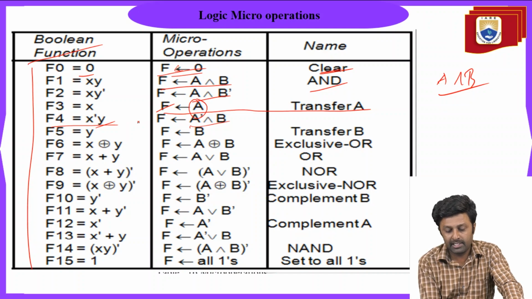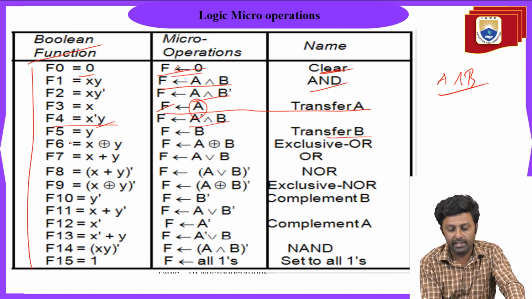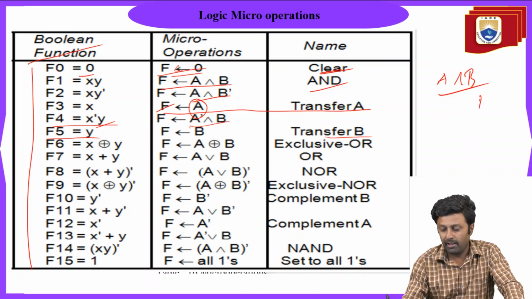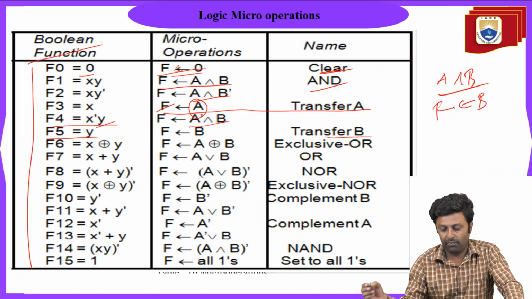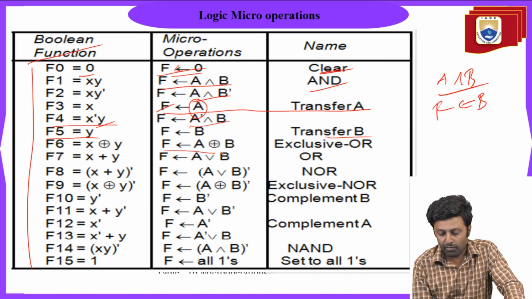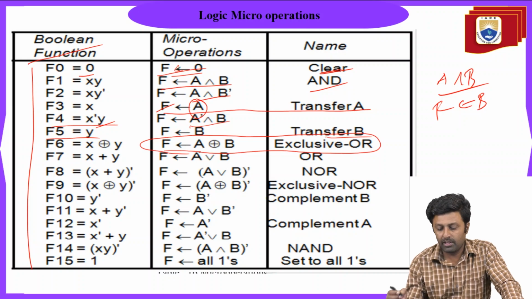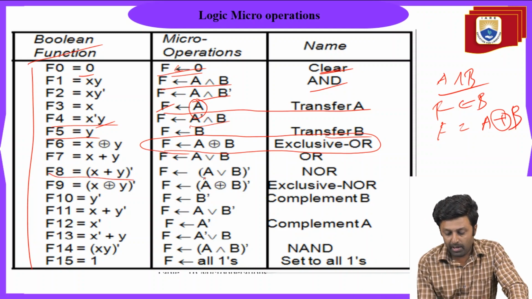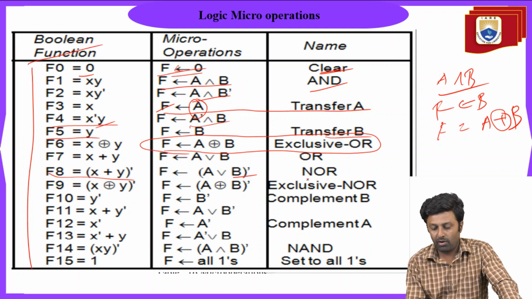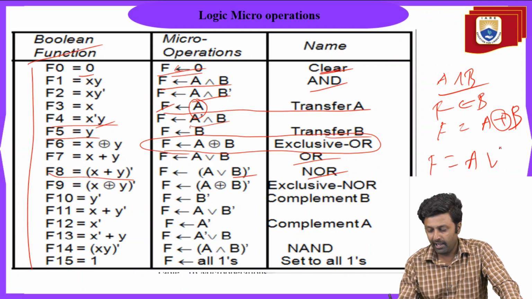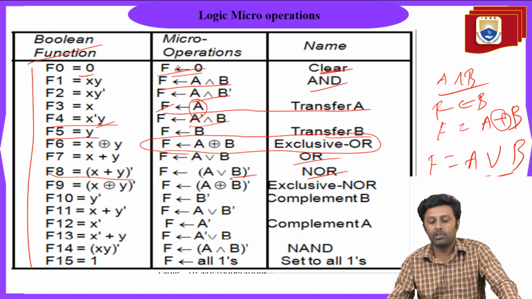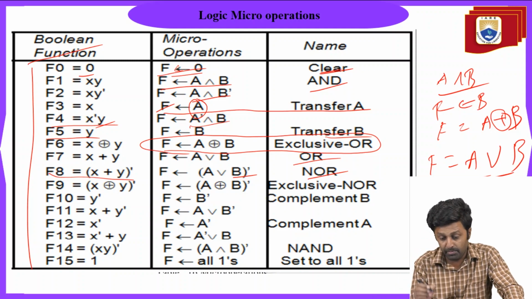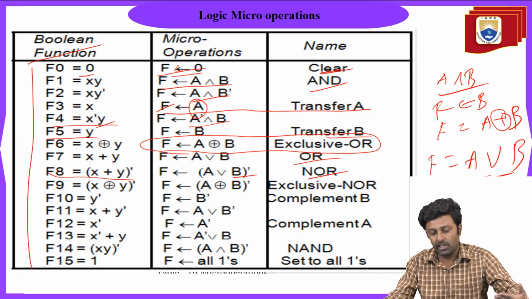If you want to perform transfer of B, then we can write this one, B arrow mark towards the F. If you want to perform the XOR operation, we have to write F is equal to A XOR B. Then X plus Y bar is represented by this symbol, that is NOR operation can be performed. Then for OR operations, the symbol is A or B. So these are the mnemonics that we have to remember in the logical operations for 16 different micro operations.